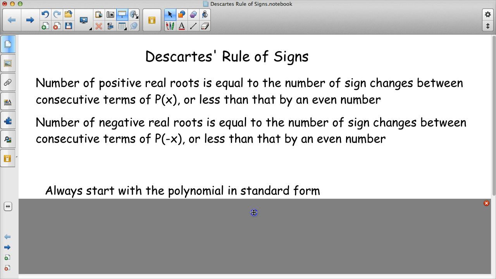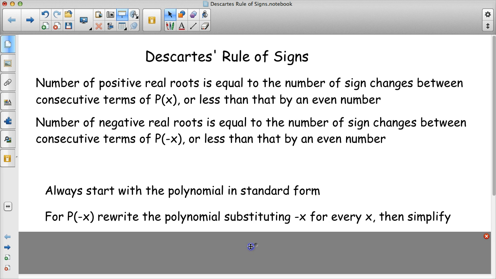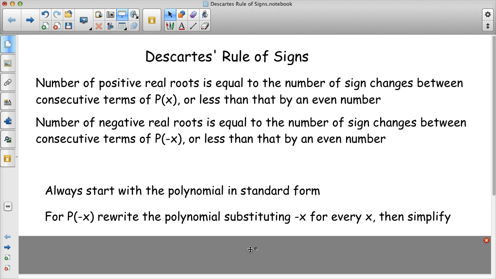Let's review something real quick. When we're working with polynomials, the first thing we always want to do is start with it in standard form. Well, that's pretty easy to do: put it in standard form, in decreasing order of exponents. The positive real roots deal with positive x, but the negative real roots deal with p of negative x. What does that mean? It means that we're going to rewrite the polynomial substituting negative x in place of every x, and then simplify it. And then with that, we can count the sign changes between consecutive terms to find out how many negative real roots we'll have. Let's take a look at an example.